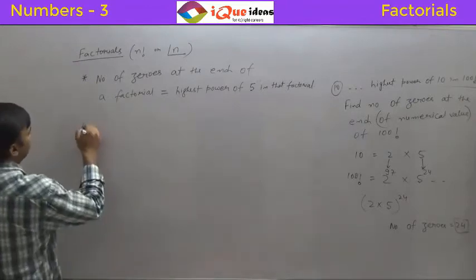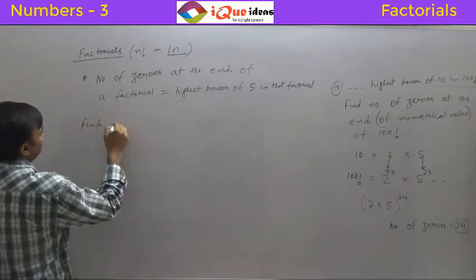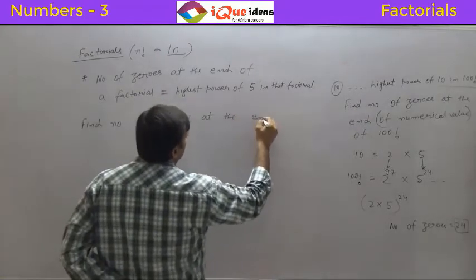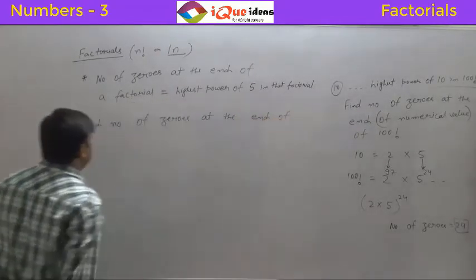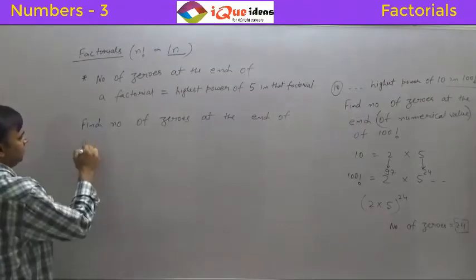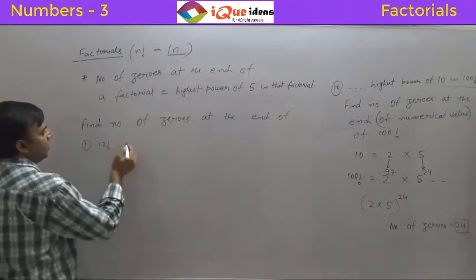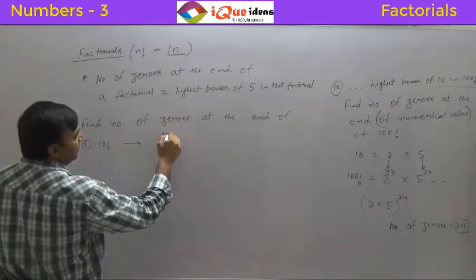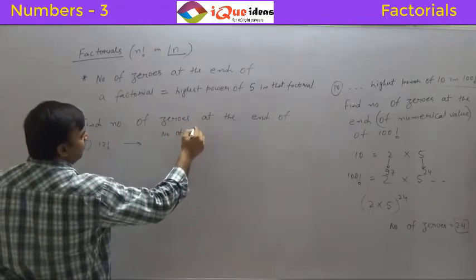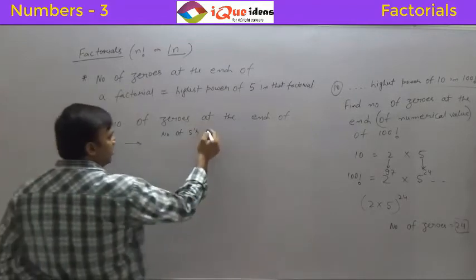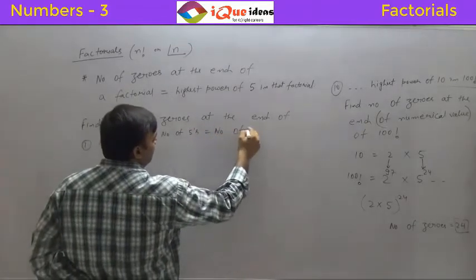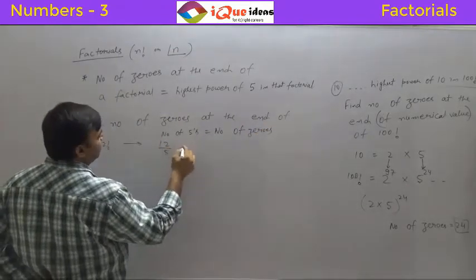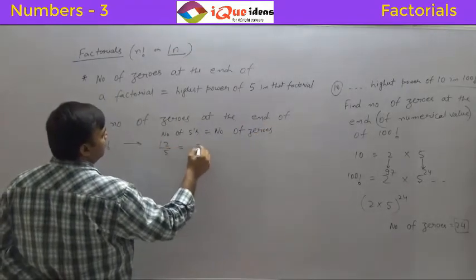So if I simply say find the number of zeros at the end of, let's take up some situations. 12 factorial. For 12 factorial, you just need to count the number of 5's. That is equal to the number of zeros. And how do we count the number of 5's? Just 12 divided by 5, so it is 2. So 2 zeros.